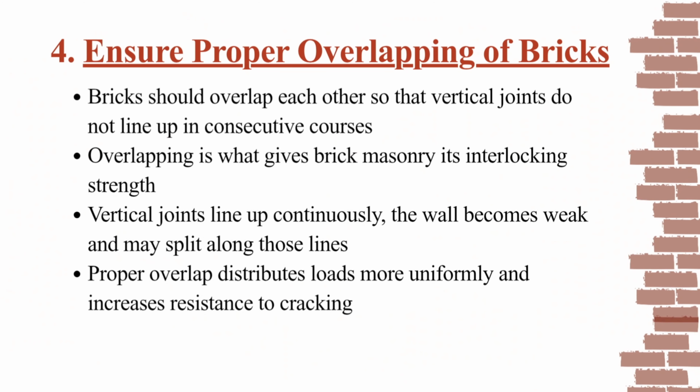Now rule number 4 is ensure the proper overlapping of bricks. Bricks should overlap each other so that the vertical joints do not line up in consecutive courses. This overlapping is what gives brick masonry its interlocking strength. If vertical joints line up continuously, the wall becomes weak and may split along those lines. And proper overlap distributes the load more uniformly and increases resistance to cracking.